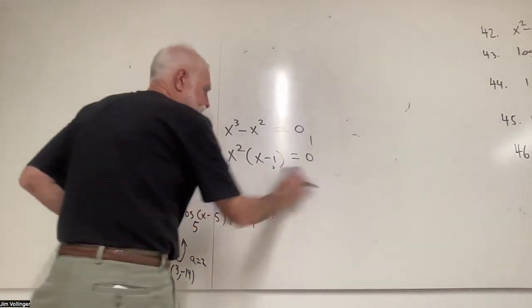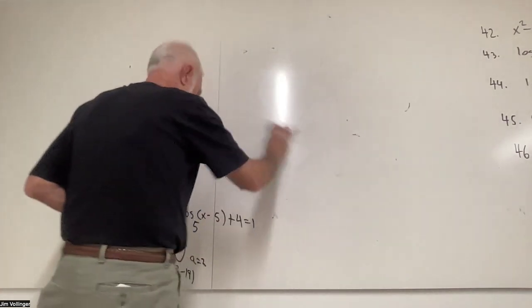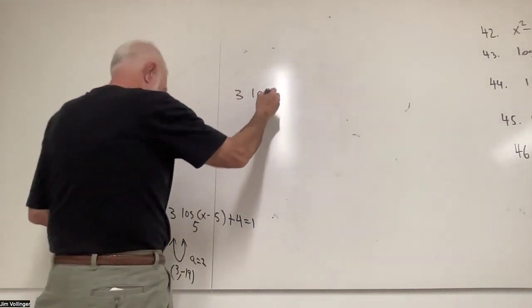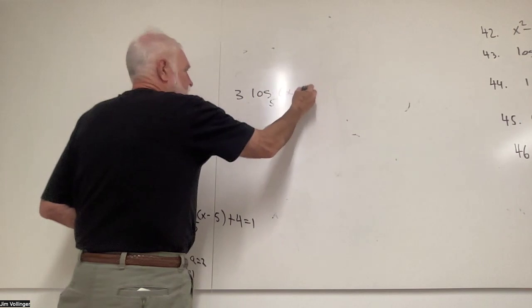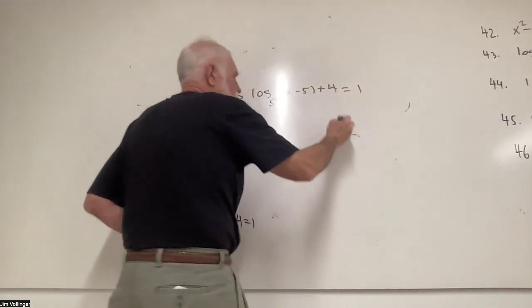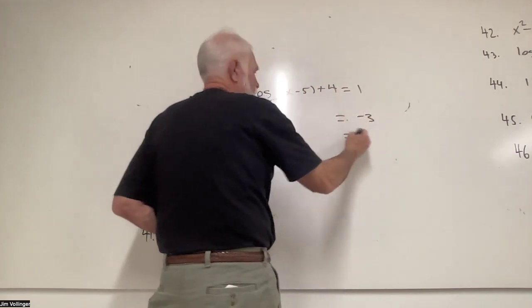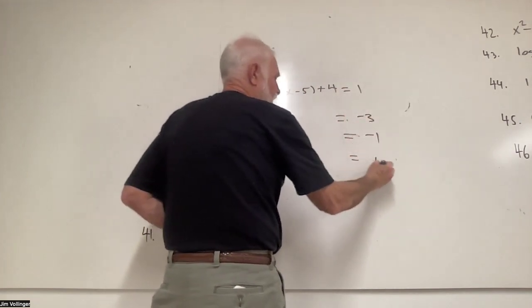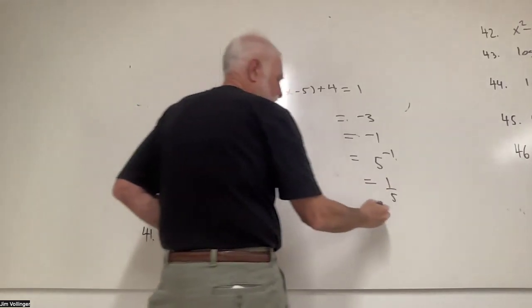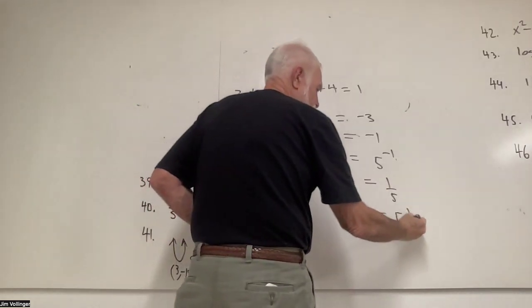Next question. Sure as heck not going to start this video again. 3 log base 5 of (x minus 5) plus 4 equals 1. Just going to do it quickly. Subtract 4, divide by 3, do 5 to the negative 1, call it 1/5, add 5: 5 and 1/5.